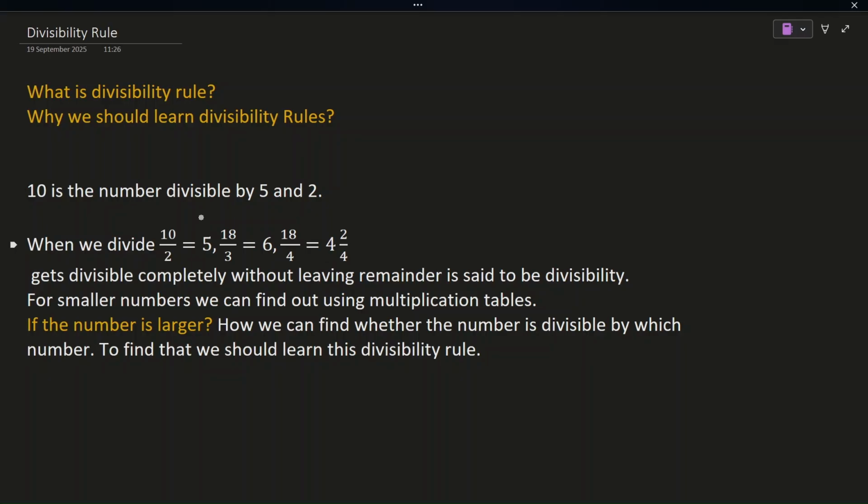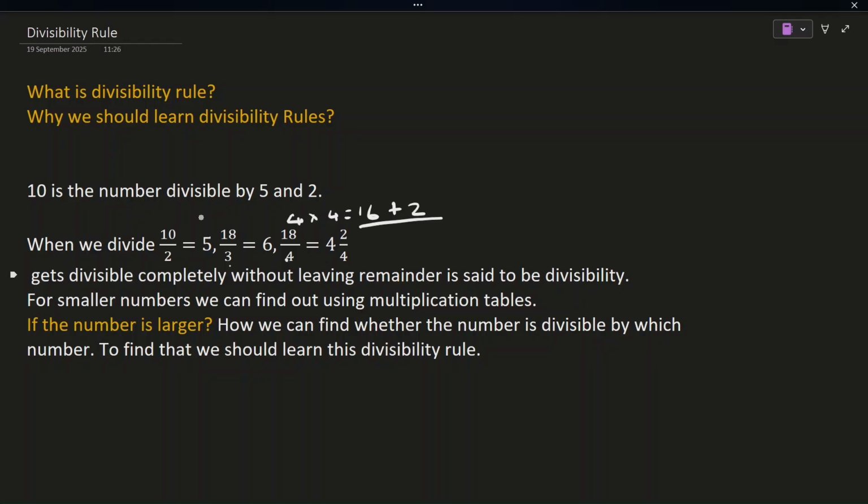And when we divide 18 by 4, the answer is 4, remainder 2. That means there is a remainder. 4 fours are 16 only, and the remainder is 2. If we add 2, we will get this 18. So there is a remainder, which means this is not divisible. This 18 is not divisible by 4. But this 18 is divisible by 3. This 10 is divisible by 2.